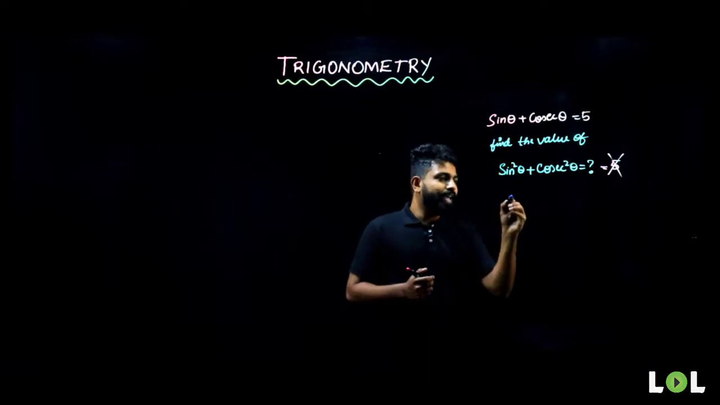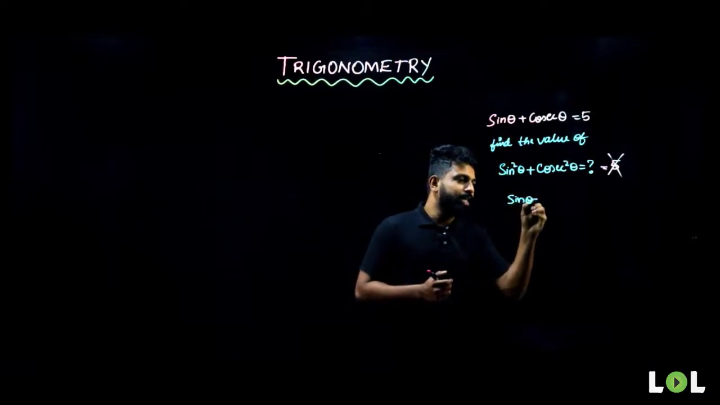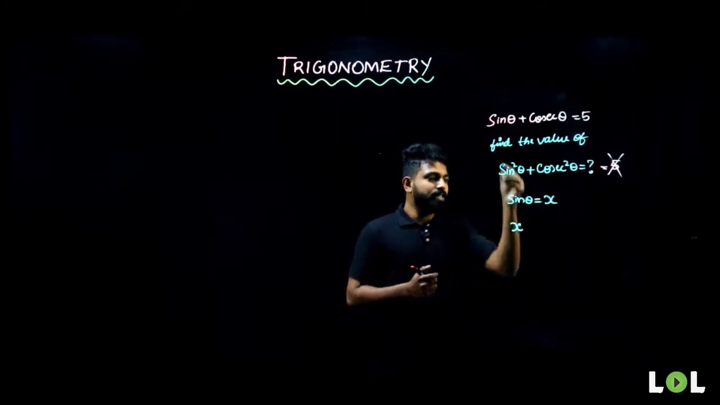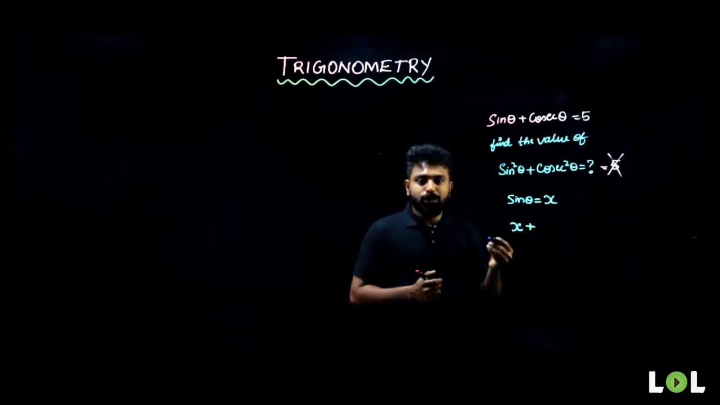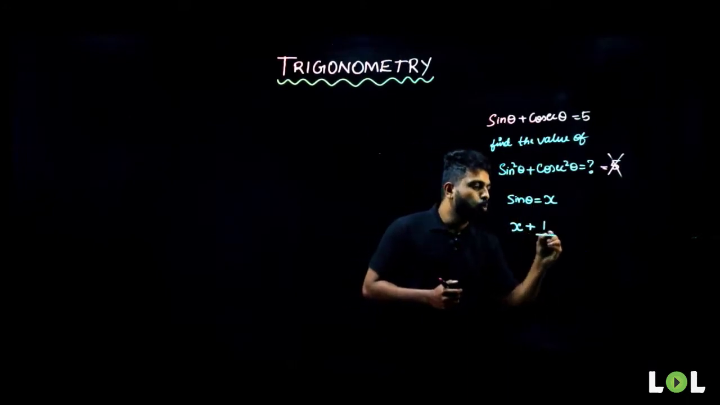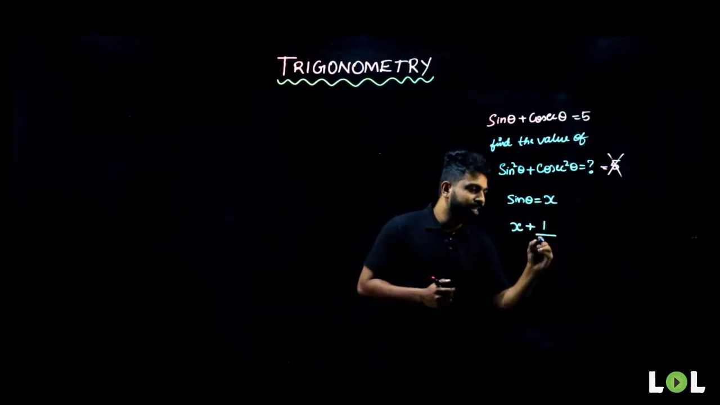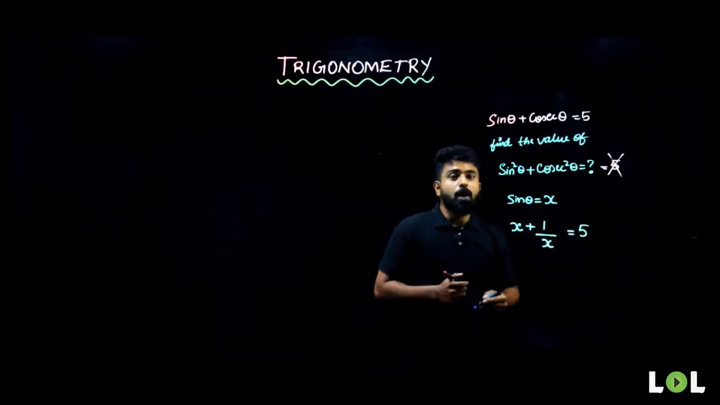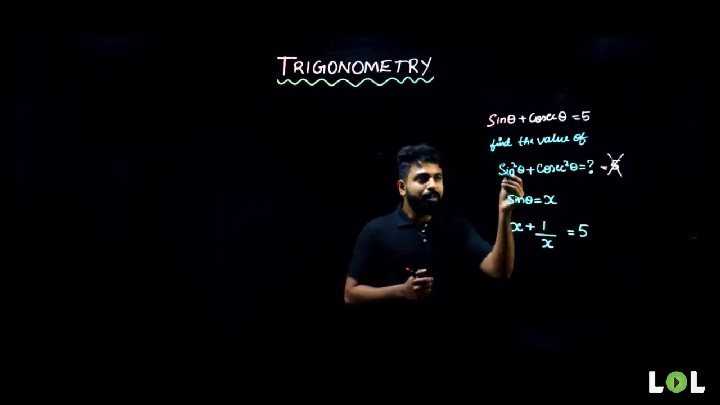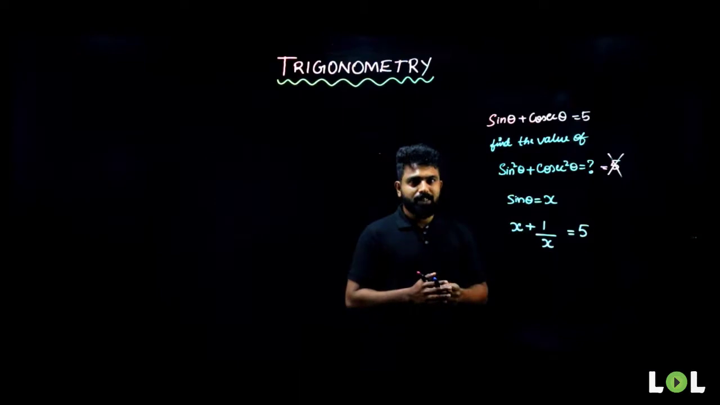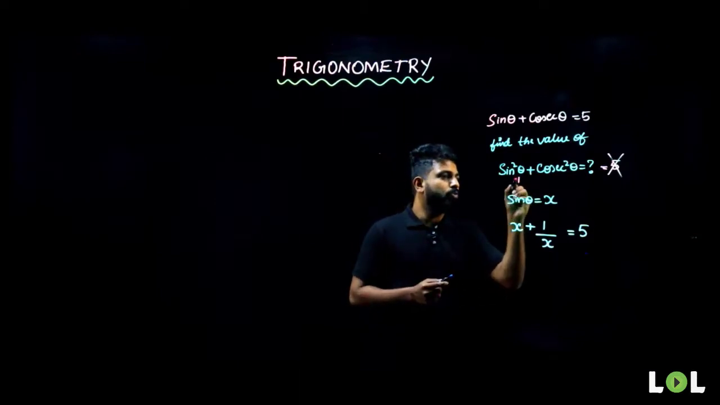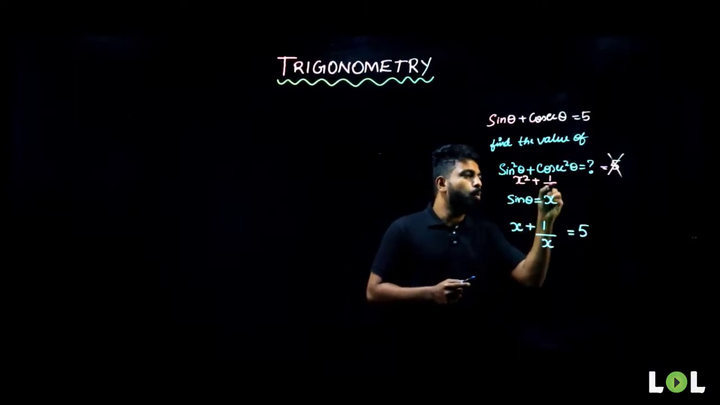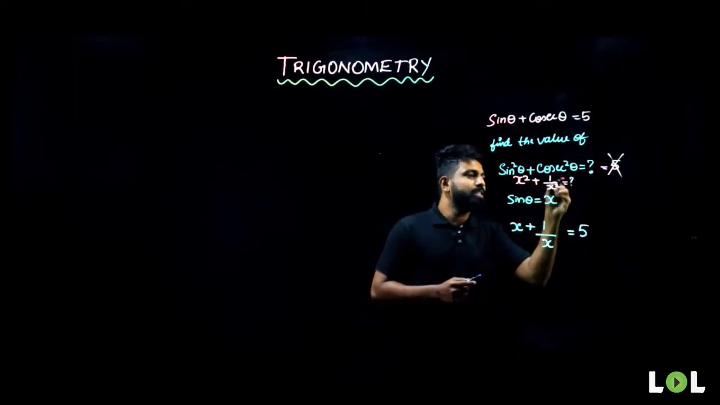So now, if I take my value of sin theta as x, what do I get here? I can write this as x, because sin theta is x, plus, what can I write my cosecant theta as? I can write cosecant theta as 1 divided by sin theta, and the value of sin theta is x here. And they've given you the value as 5. Now what do we want in the answer? We need to find the value of sin square theta plus cosecant square theta. What do we mean by that? We need to find the value of x square plus 1 by x square, since cosecant square theta is 1 by x square.